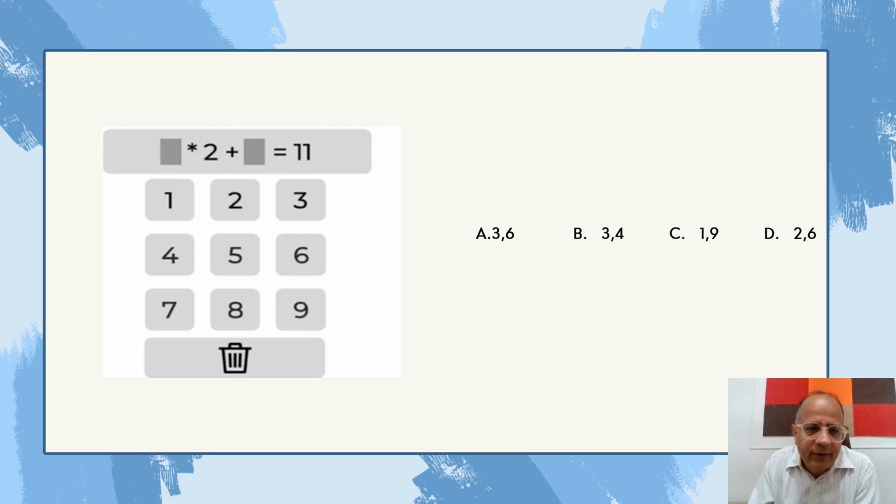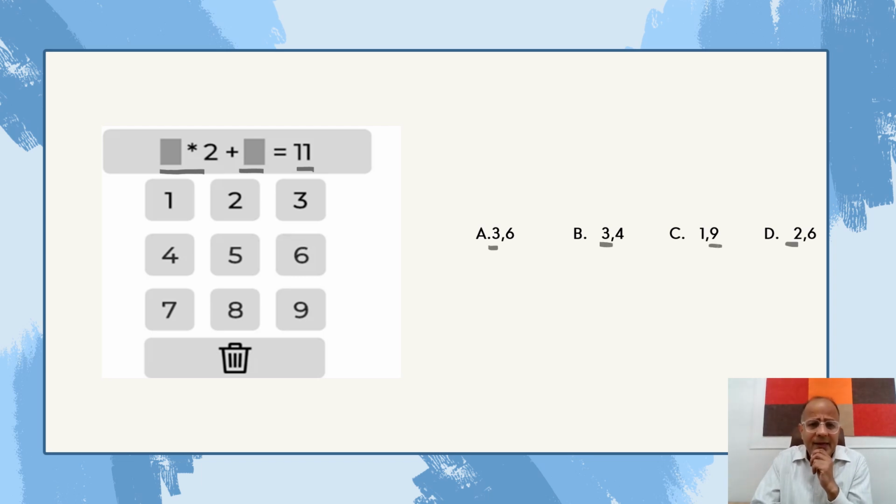If you have a look at this one, this was multiplied with 2 and you added something and you get an 11. So as a strategy, I can also look at the options. If I look at the options, something is getting multiplied with 2, so my options are 3, 3, 1 and 2.